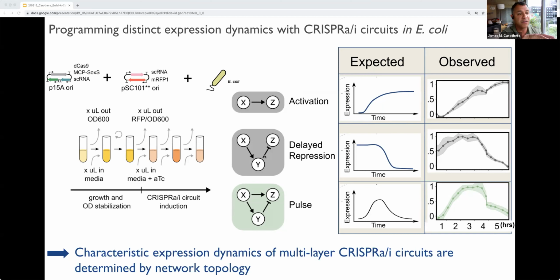At the top, there's CRISPR activation that's going up. And the middle is an activation repression cascade that starts going on and then turns off. And then the last one is this type 1 incoherent feed-forward loop that gives us the characteristic function that we want, which is really a combination of the top 2 curves. So starting low, going high, and then coming back down again. That classic expression pulse that we want.